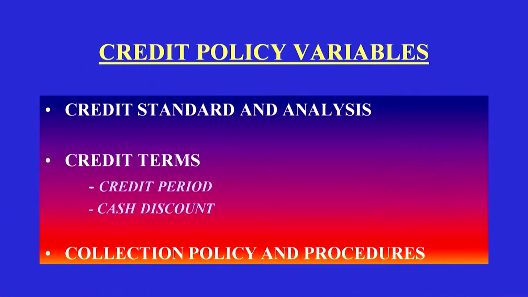Credit policy variables are normally three: credit standards and analysis. Number 2 is the credit terms, which are two important terms, credit period and the cash discount, and the third variable is the collection policy and procedures. So, these are the three important variables which are called the credit policy variables, right.